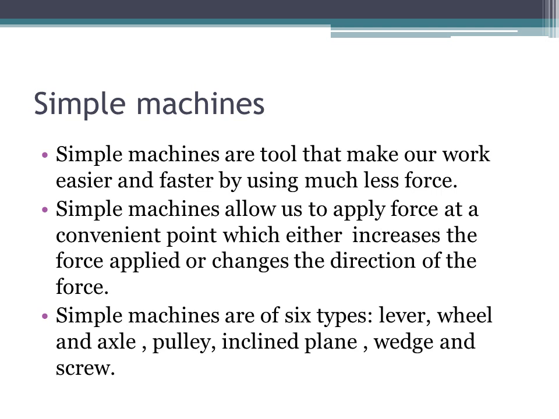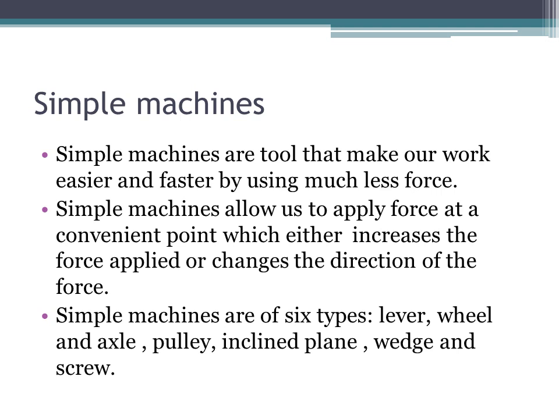Simple machines allow us to apply the force at a convenient point. We have to give the force only at a convenient point. How? Either by increasing the force or by changing the direction of the force. So depending on this, the simple machines are 6 types.